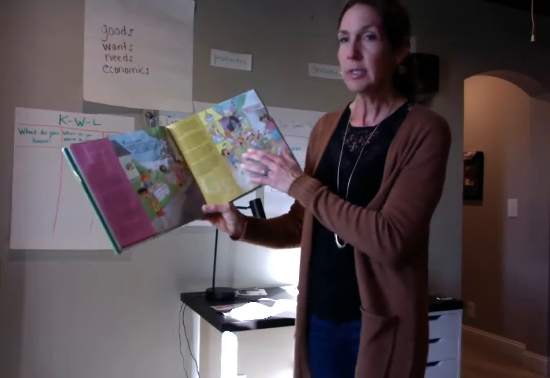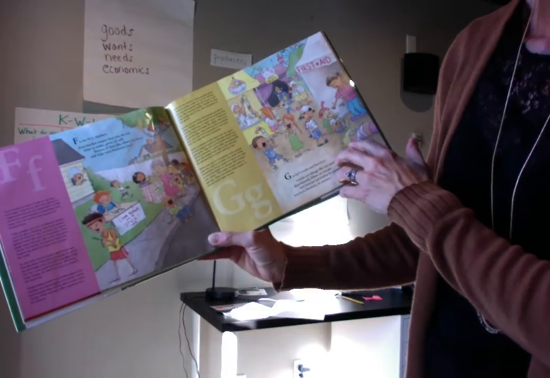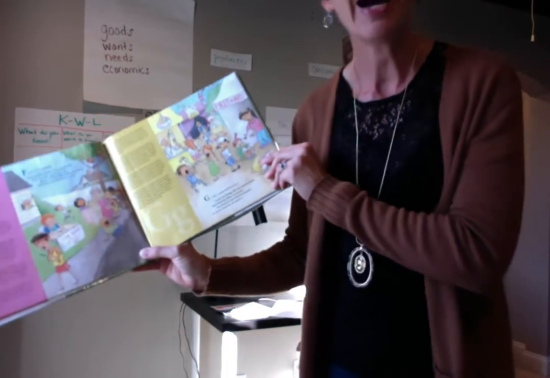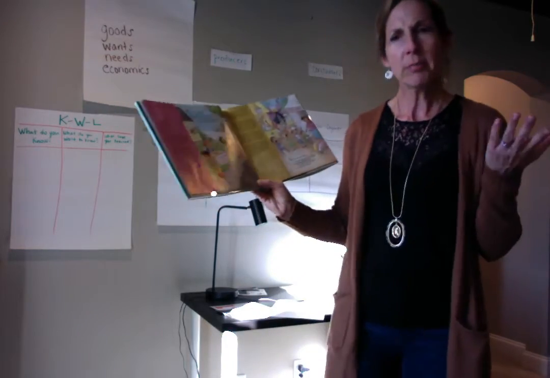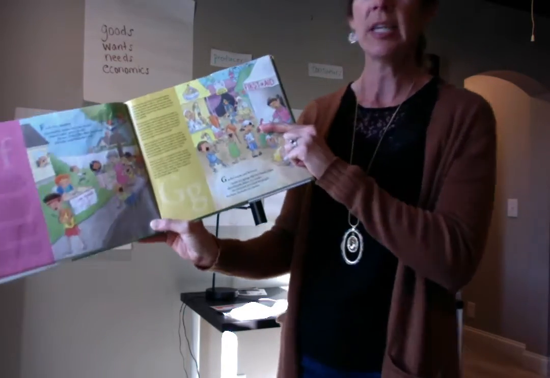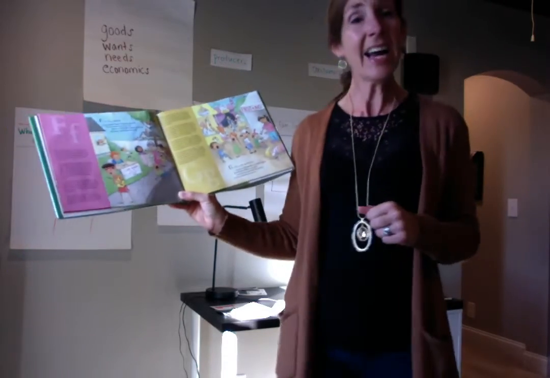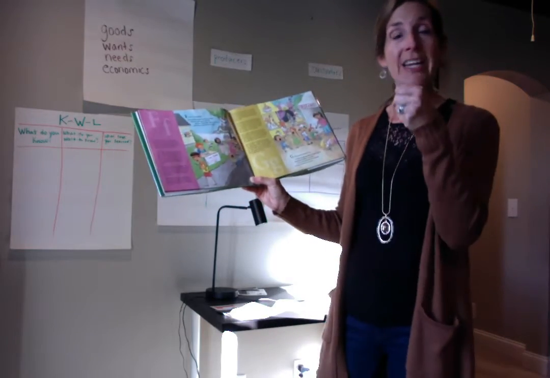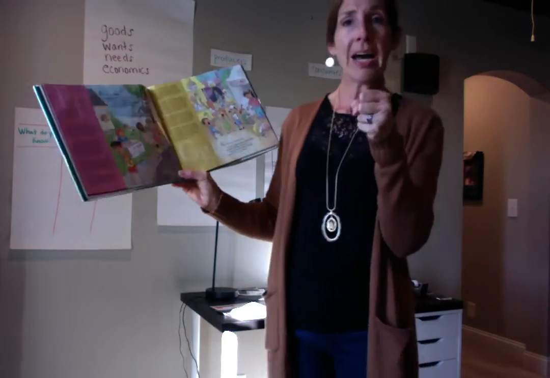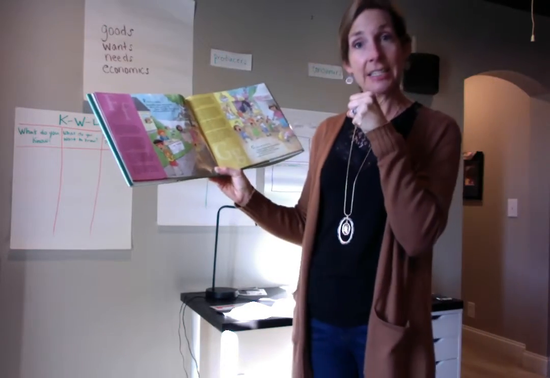All right, so do you see some examples of things that people are buying? It says goods are things you can buy. What are some examples of goods that you see in this picture? Yeah, they can buy the ice cream cone. Goods are things you might be able to hold in your hand. This little boy bought an ice cream cone, and he can hold it and he can eat it.